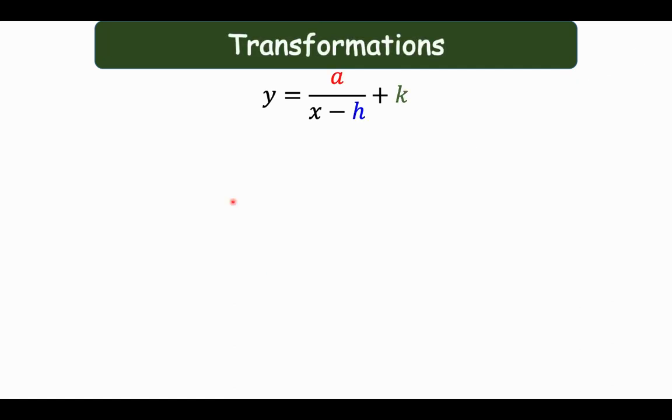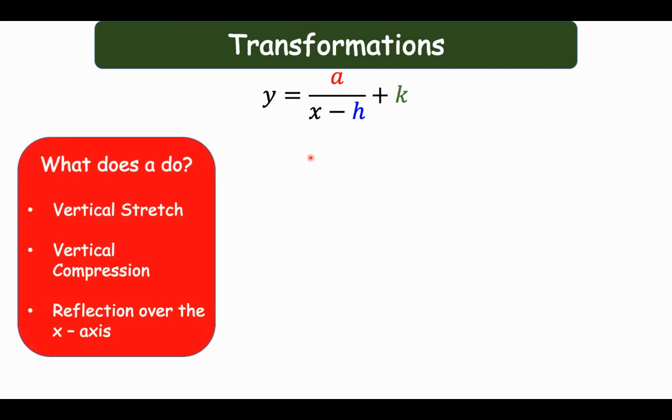As far as transformations go, because you will be asked how to transform these things, make sure you know your A, H, and K, and these act just like they did in the past with quadratics and so forth. The A value does vertical stretching, vertical compression, and reflections over the x-axis if it's negative. So vertical stretch is if A is bigger than 1, compression if A is between 0 and 1. And if it's negative, like I said before, it's a reflection over the x-axis.